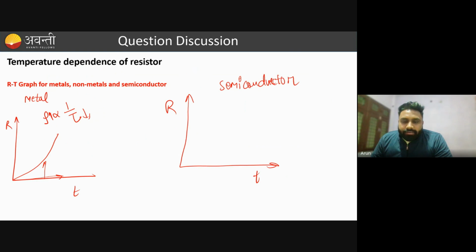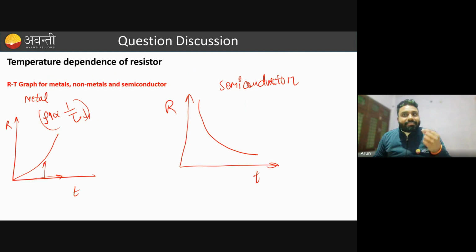Semiconductor के लिए क्या होगा? So same thing would be followed, but the graph will be drawn like this, which means increase in temperature, decrease the resistance. Why is it happening? You know that in semiconductor, there are bands, conduction band and valence band.